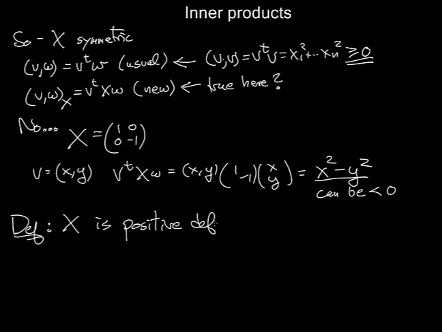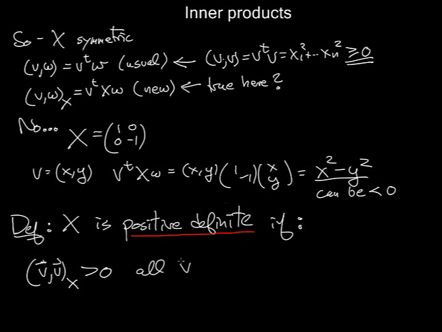So let's make a definition here. A matrix is said to be positive definite if the following condition holds. A symmetric matrix, I should say. If when you take the inner product of a vector with itself, it's always greater than 0, except of course for the 0 vector. Now note that I'm not saying that all of the entries of the matrix are positive. That's not what the positive definite condition is at all. So let's look at an example.